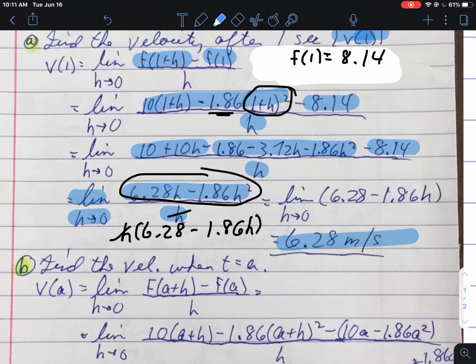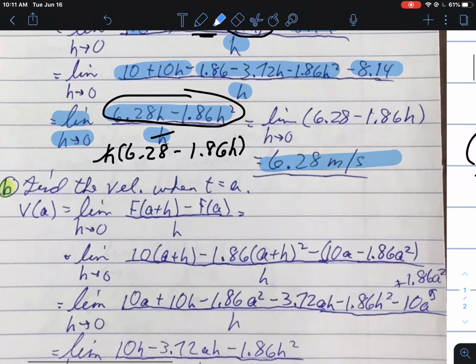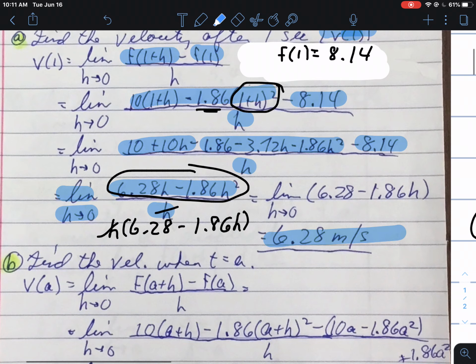Now, there are units on this because this is an application involving velocity. So velocity is always change in position over change in time. In this case, meters per second, right? So height in meters after t seconds. So our velocity is changing meters per second. Don't forget your units. I will dock you a point if you leave units off where they're applicable. I'm a stickler for units.